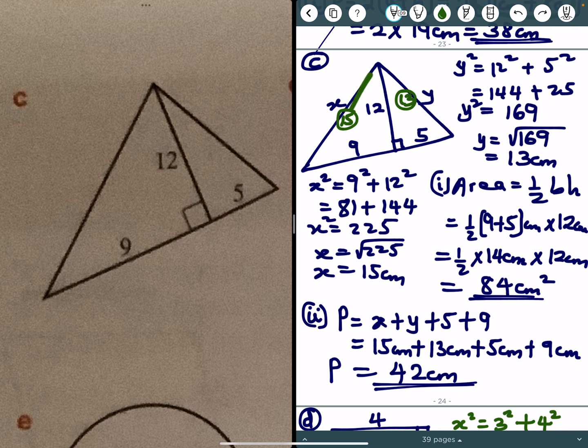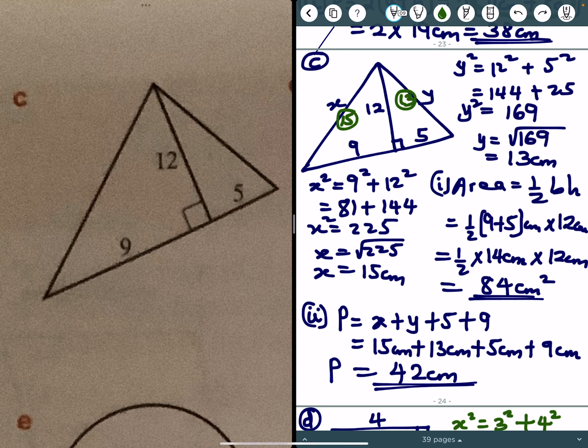You have 15 this side, and you have 13 for this side. So I have the three sides now. If I want the perimeter, I'll just do x plus y plus 5 plus 9 to get the perimeter of the triangle. That gives me 42 centimeters.